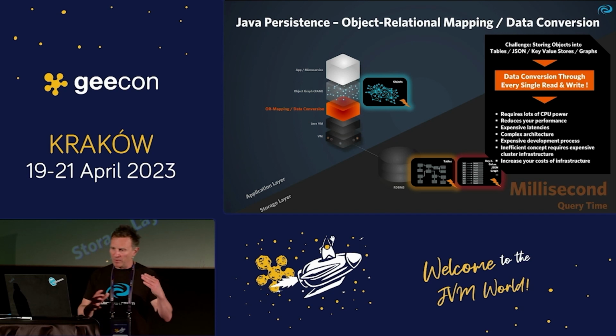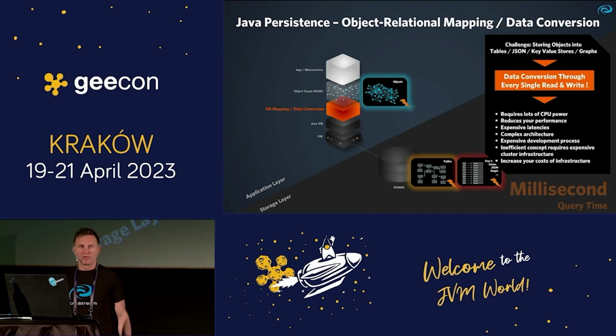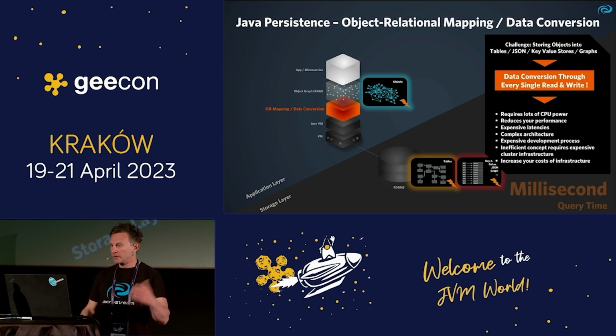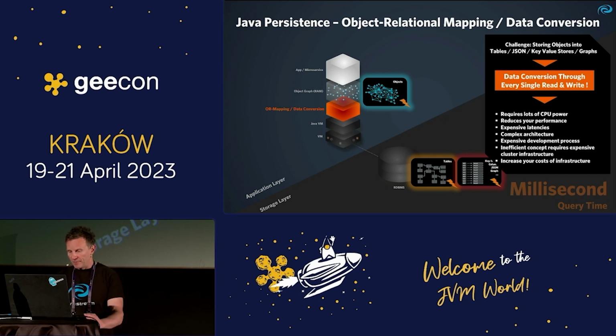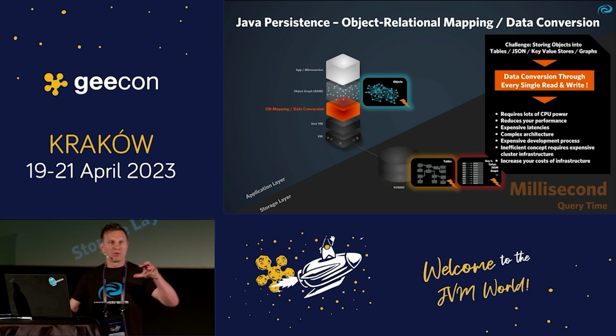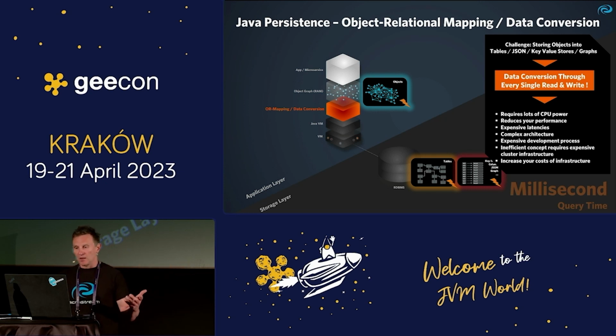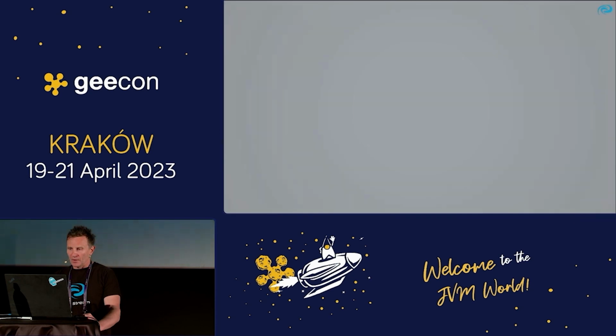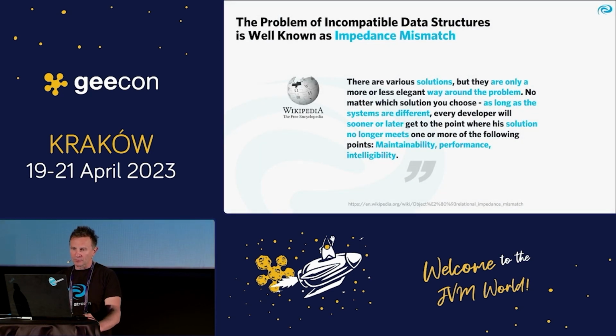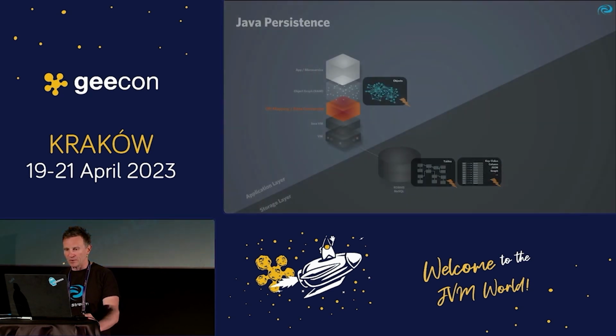To solve this problem with relational databases, we have object relational mapping frameworks like Hibernate. And we have this object relational mapping or SQL code generation on every single read and write. This is the reason why database applications are very often slow. Impedance mismatch.